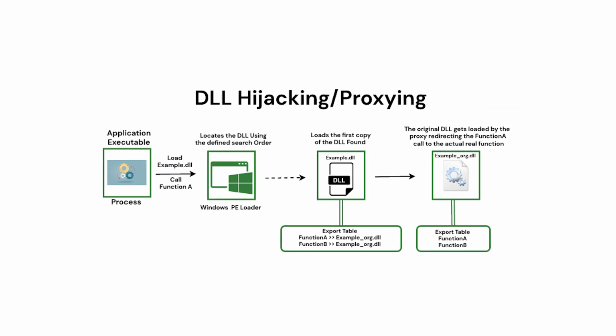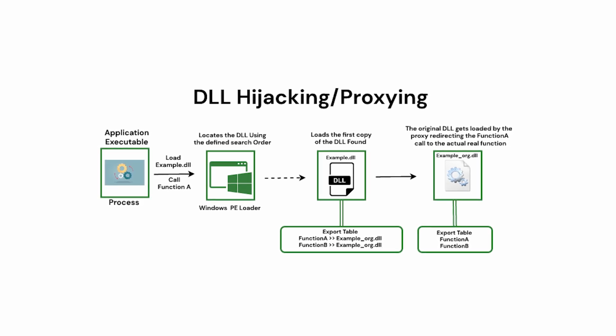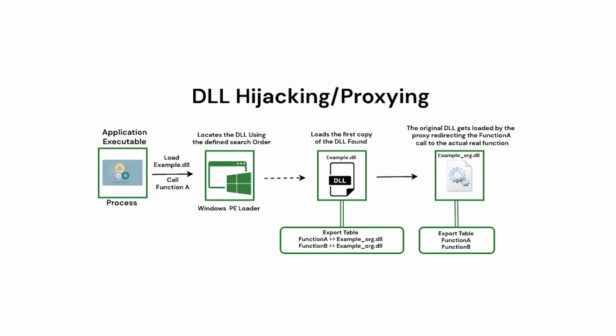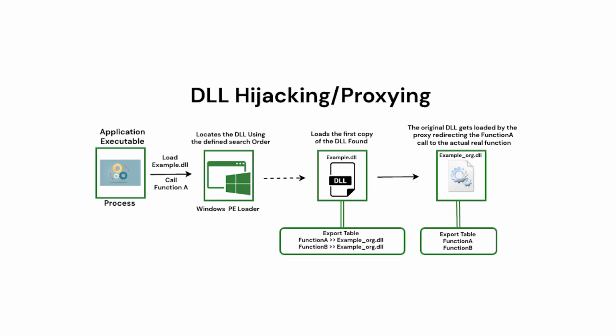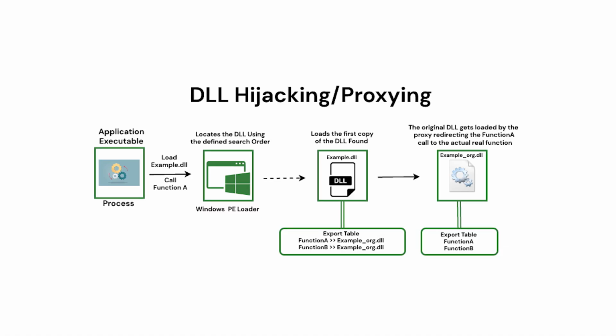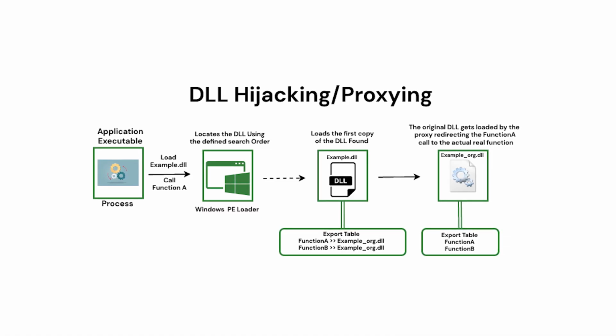DLL injections force a process to load and execute malicious code from a DLL, or dynamic link library. A DLL library is a shared library of code and data used for operational dialog functions. It aims to manipulate a process's behavior, such as reading and manipulating a password text box.